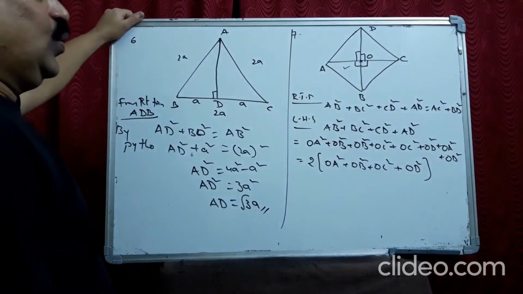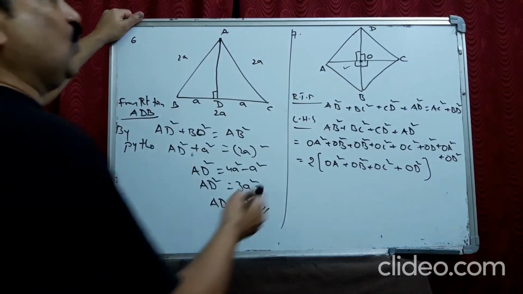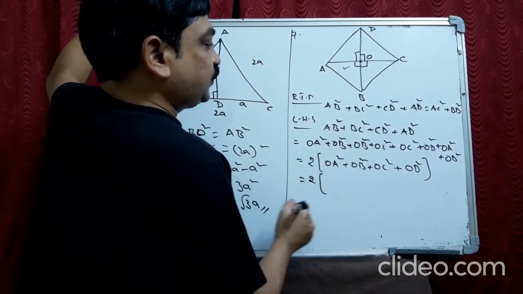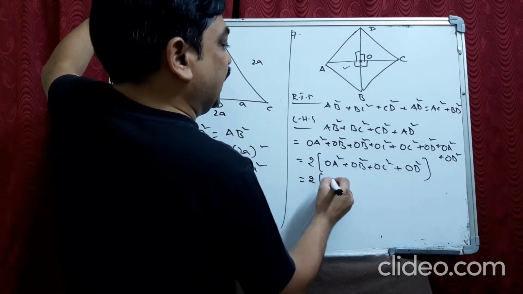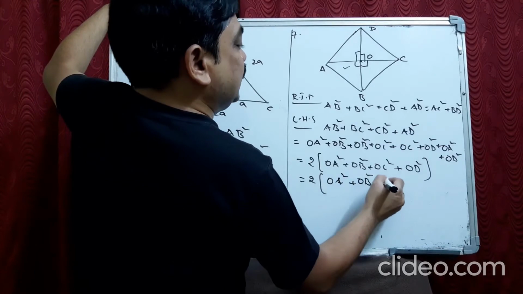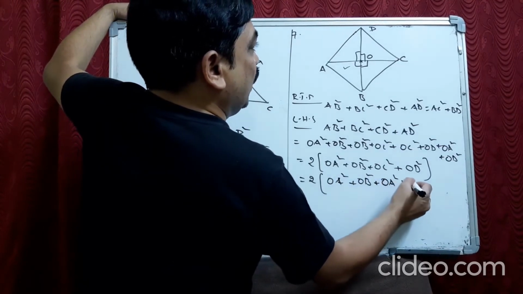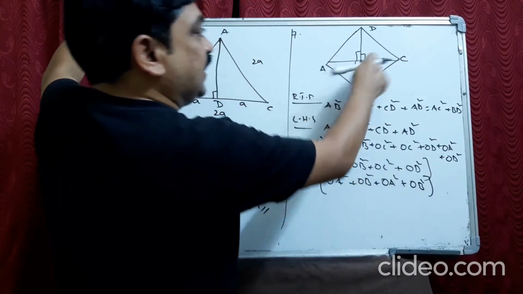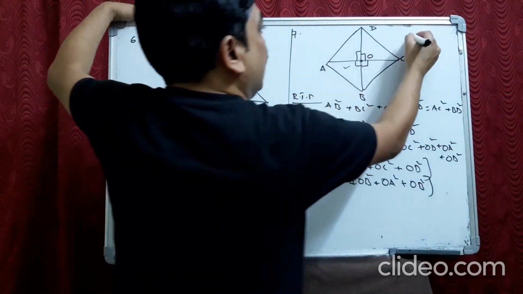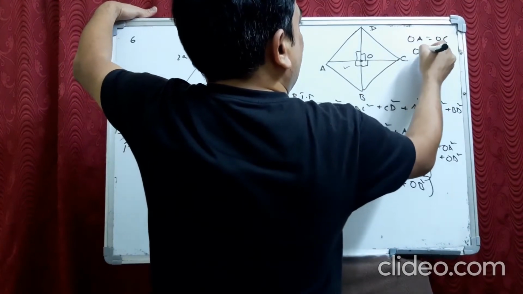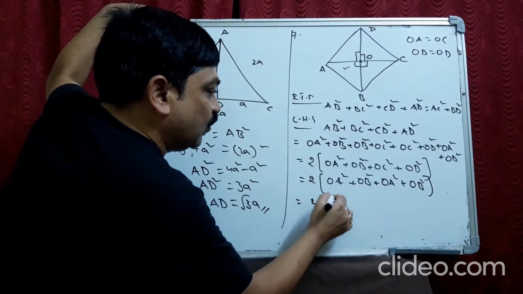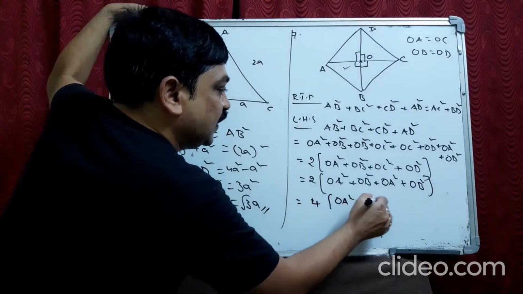Now 2 into OA square plus OB square plus OC square plus OD square. OA can be taken as OA square plus OB square. OC I can also write as OA square, and OD I can also write as OB square, because the diagonals bisect each other. Bisect each other means this length will be equal to this length. That means OA is equal to OC and OB is equal to OD. That's what I did. Again you can take 2 common. It becomes 4 outside, OA square plus OB square.